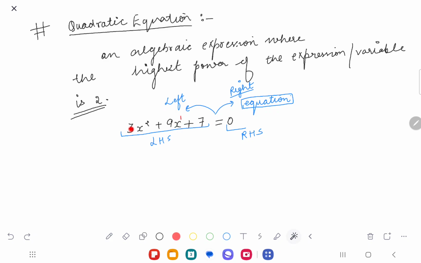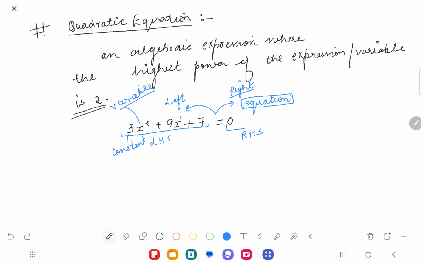Again, 3x square. Basically, 3 is a constant and x is a variable. So this is an expression which consists of the constant 3 and the variable x square. Yes or no? All right.